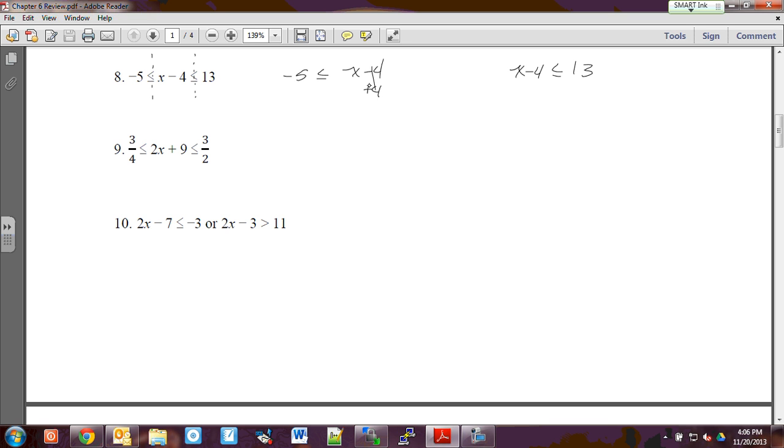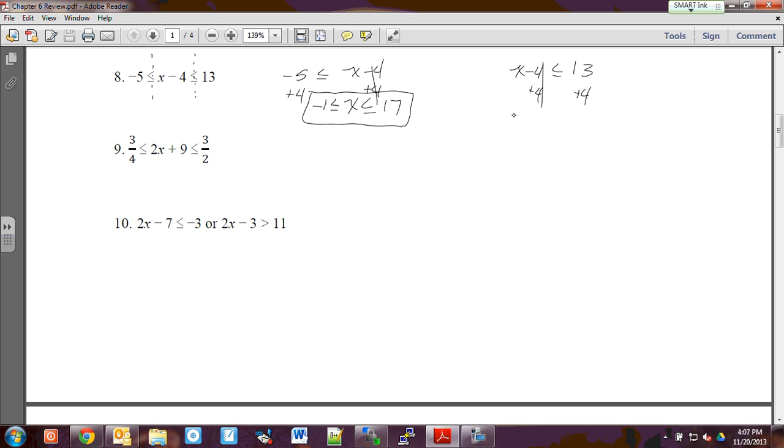So plus 4, plus 4. Negative 1 is less than or equal to x. Plus 4, plus 4. So that is x is less than or equal to 17. So less than or equal to 17. That is your answer.